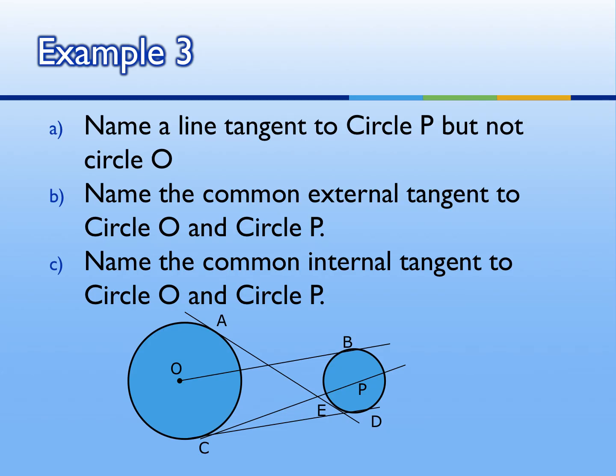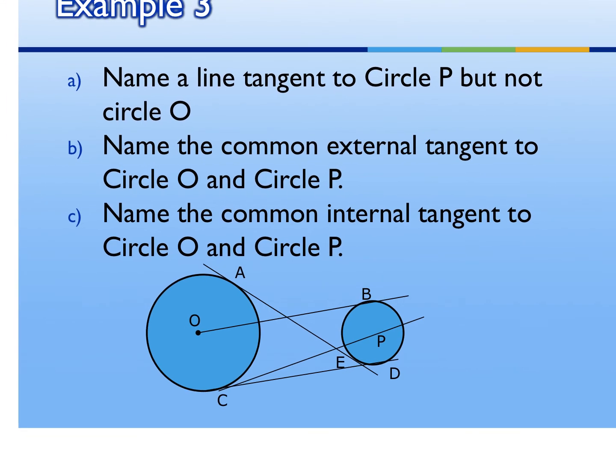Next, it wants me to name a line that is tangent to circle P, but not circle O. So tangent to P, P is the smaller circle, and I can see that this one right here is a tangent line, but notice it goes into, and it would keep on going because it's a line. So this would be my example that it's tangent to P, but it's actually a secant to O. So this would be BO or OB. It doesn't matter the order.